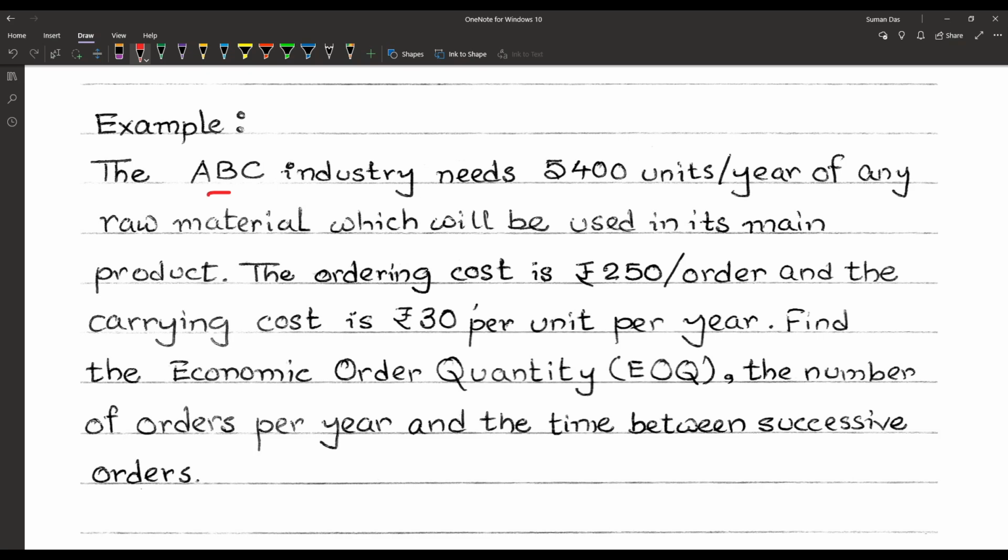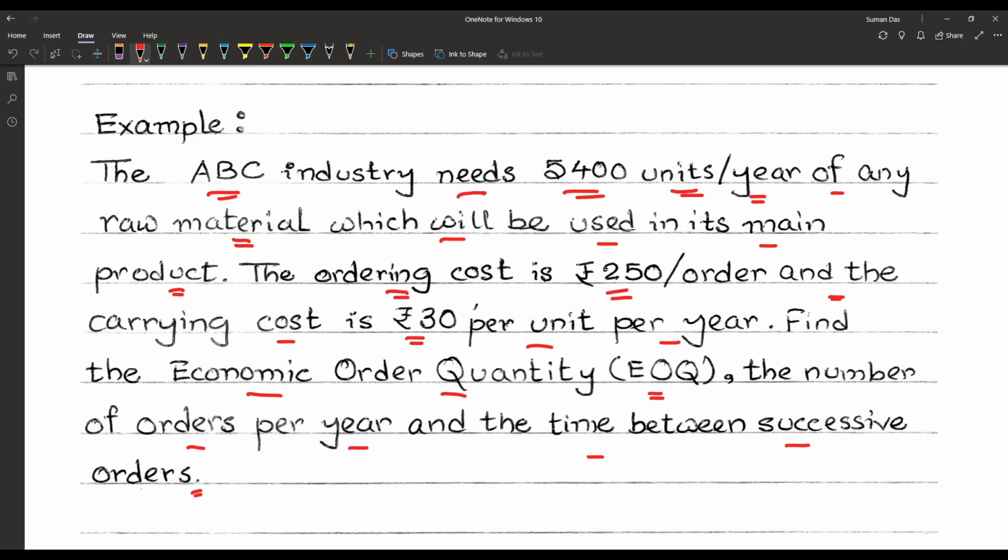The ABC industry needs 5,400 units per year of a raw material which will be used in its main product. The ordering cost is rupees 250 per order and the carrying cost is rupees 30 per unit per year. Find the economic order quantity, that is the EOQ, the number of orders per year, and the time between successive orders.